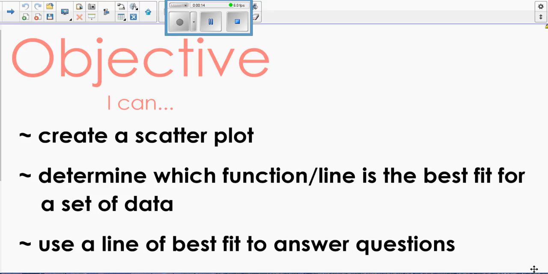Determine which function or line is the best fit for a set of data and use the line of best fit to answer the question. So your two main focuses are that we're going to create a line and we're going to use the line or the equation to answer some questions.